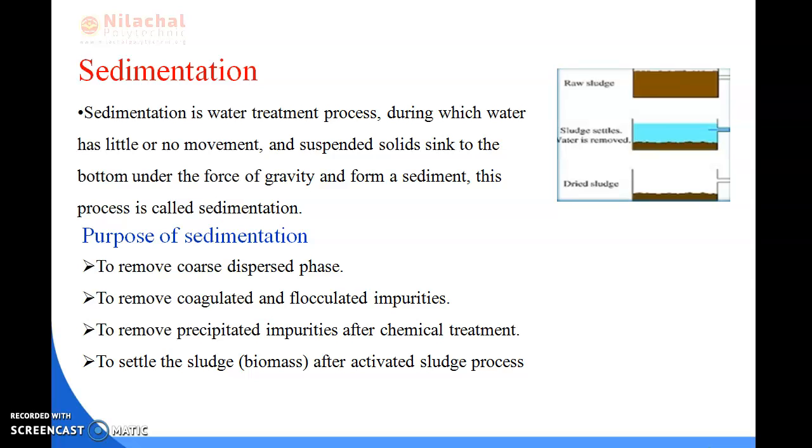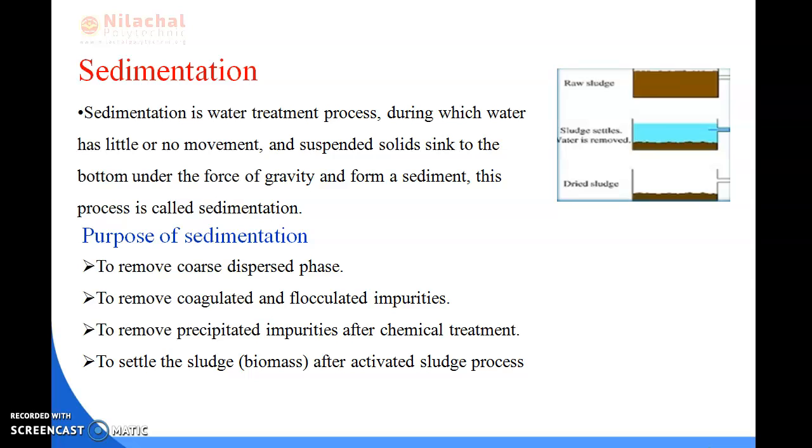Sedimentation is the water treatment process during which the water has little or no movement, and suspended solids sink to the bottom under the force of gravity and form a sediment. This process is called sedimentation. Also, if the water contains suspended impurities of larger size, it is very economical to remove them by preliminary sedimentation. Also, the water will be cleared more uniformly by the sedimentation process.